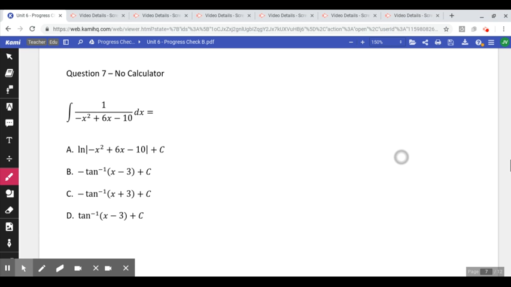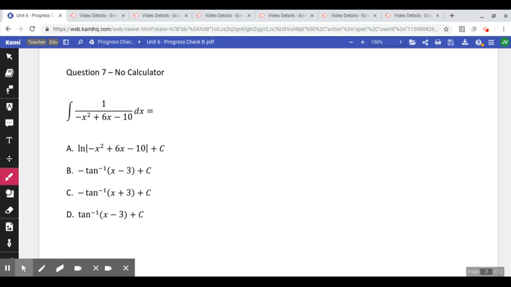In this example, we have question 7, which is non-calculator, and we've got to figure out what the expression for this integral is here. We're going to be finding the antiderivative of the integrand. To me, this looks like something with x squared in the denominator, so we might be looking at an inverse trigonometric function. If we look at our answer choices, we've got B, C, and D with that inverse, and A has a natural log.